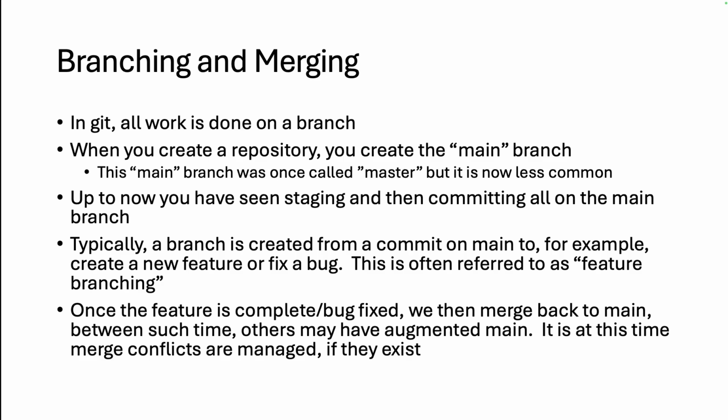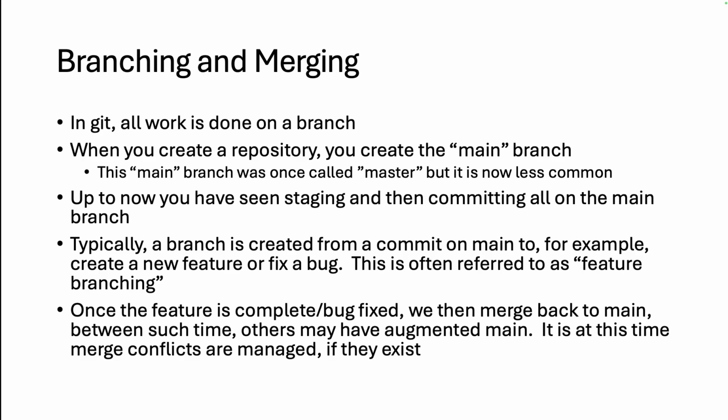So in Git, all your work is done on a branch. When you create a repository, a main branch is created. This main branch was once called master, but that's less common now. It's more main branch. Up to now, you have been staging and committing all on the main branch.